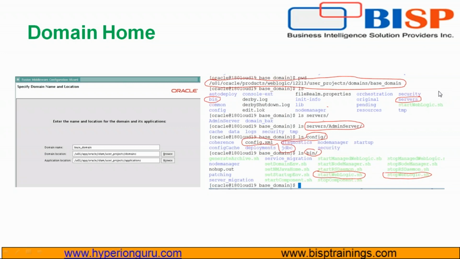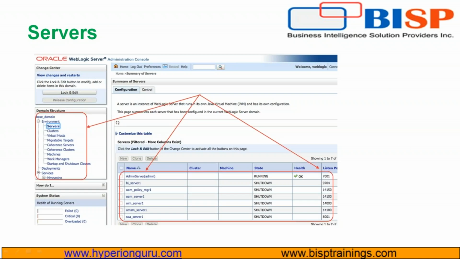Right, so that was about some of the important directories, which we'll discuss in greater detail once we get into the directory structure. You can see right here in the example inside bin, you can see these files. startWebLogic will be used to start the admin server, and stopWebLogic will be used to stop your admin server. This is how it looks when your server is configured. You have servers, your admin server, and any other server, BI server or OEM server or SOA server, depending upon how many products you have configured.